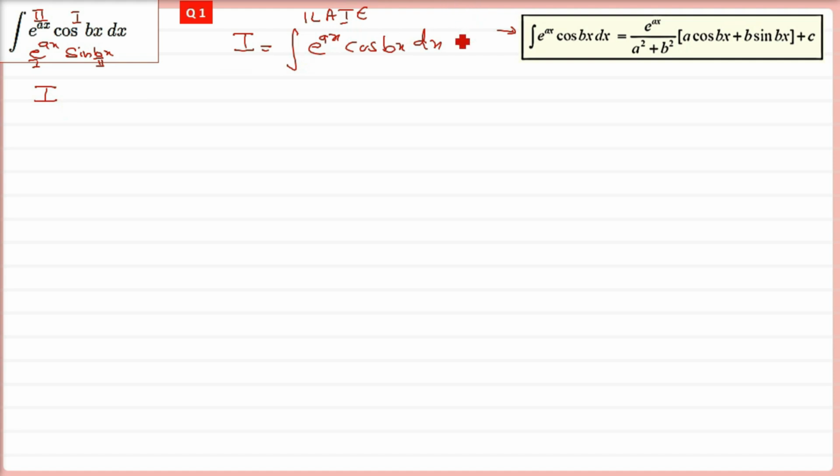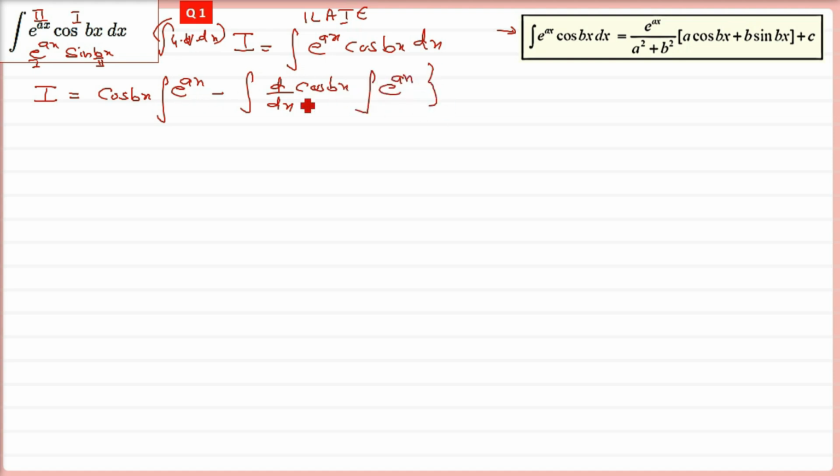This I will be equal to, so integration of uv dx, I told you already in the previous one, so I'm going to just apply the formula here. So this is cos bx as the first function, integration of e^(ax), and then the differentiation of the first function cos bx, and then integration of e^(ax), and then with the dx. So we have cos bx, integration of e^(ax) will be e^(ax), and then the differentiation of ax will give you a, and that will be kept in the denominator. So you have a in the denominator, minus.